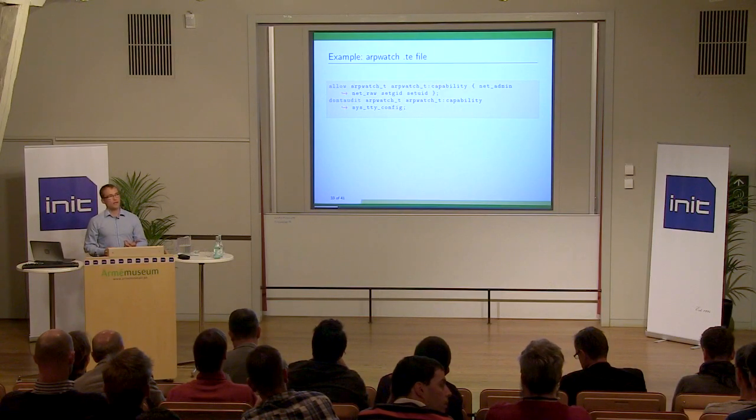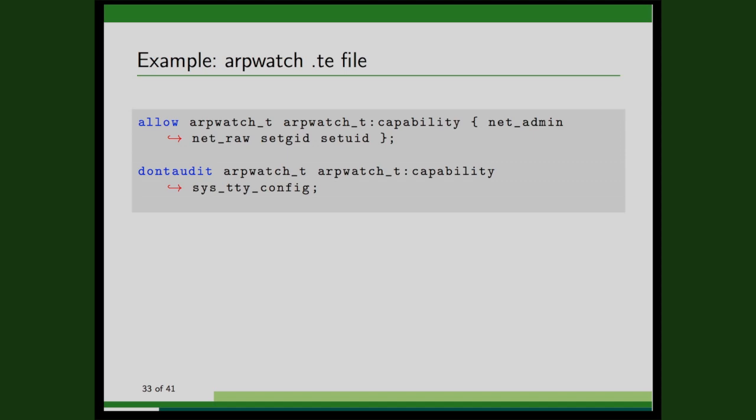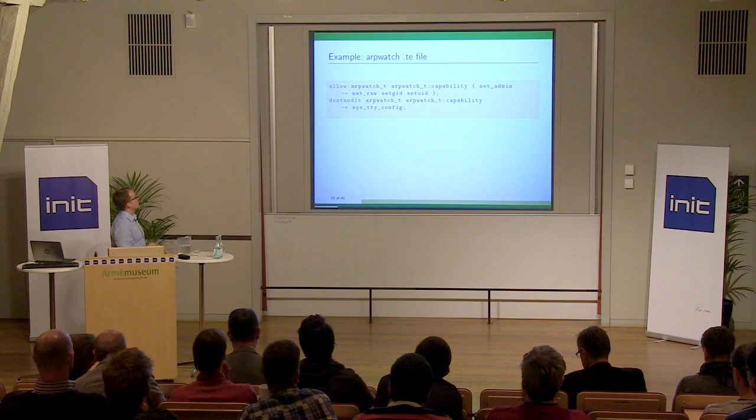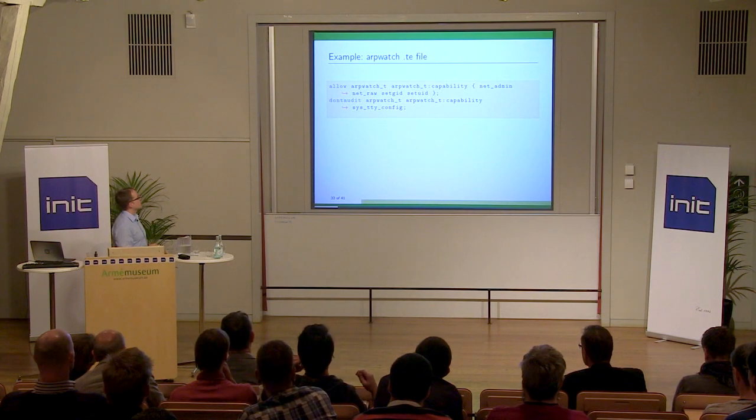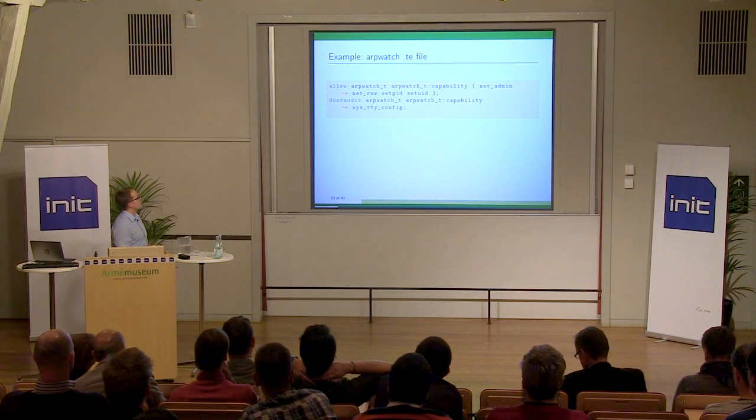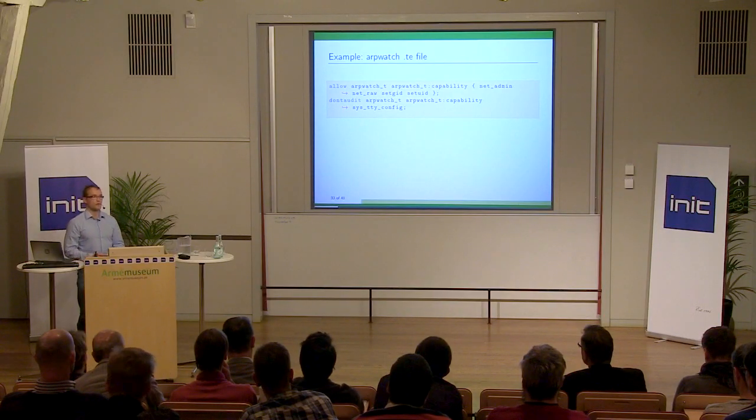Next, we have the actual rules that we use to allow what our binary really needs. So in this case, we allow our domain type AppWatch on itself to use those capabilities that are specified here. So this is pretty similar to the stuff that we already saw with AppArmor. Next, and this one comes very handy, is a dontaudit rule.